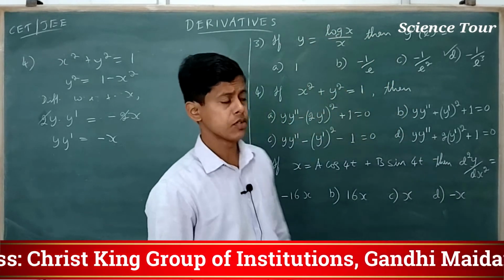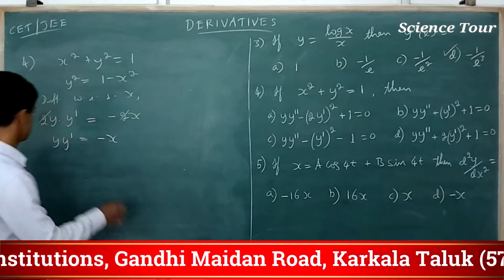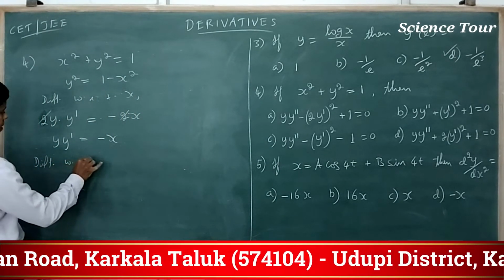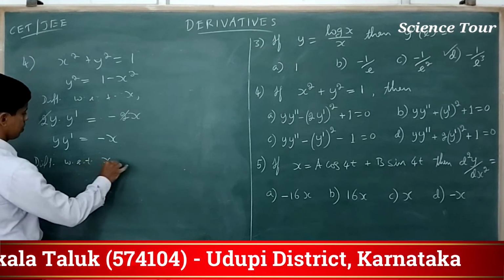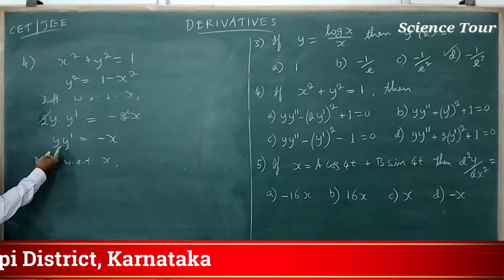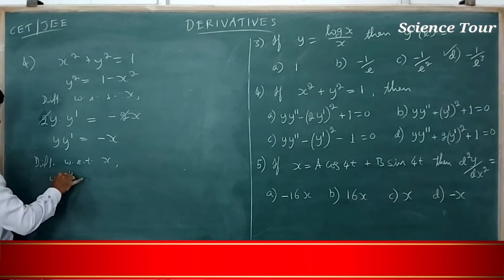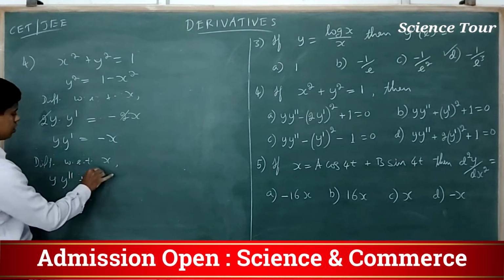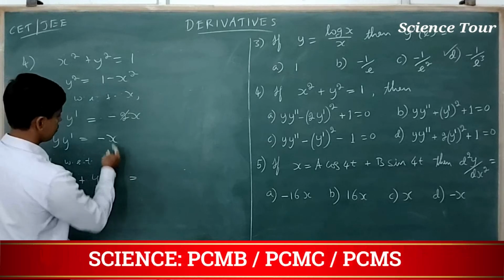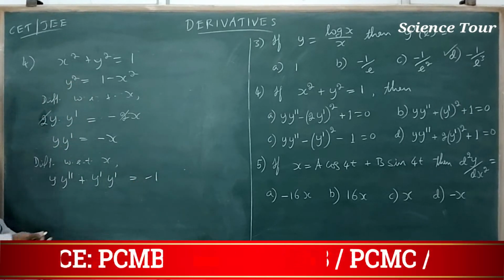Let's differentiate once again, because we have y double dash in the options. So differentiate with respect to x. You have to use the product rule over here: first function into derivative of second, plus second function into derivative of first. Derivative of y is y dash, and derivative of minus x is minus 1. That's it.